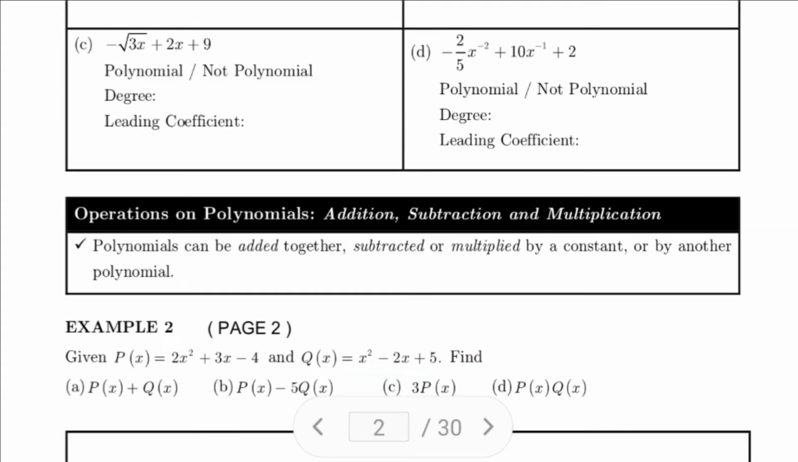Now move to page 2. Operations on polynomials are addition, subtraction, and multiplication. Polynomials can be added together, subtracted, or multiplied by a constant or by another polynomial.